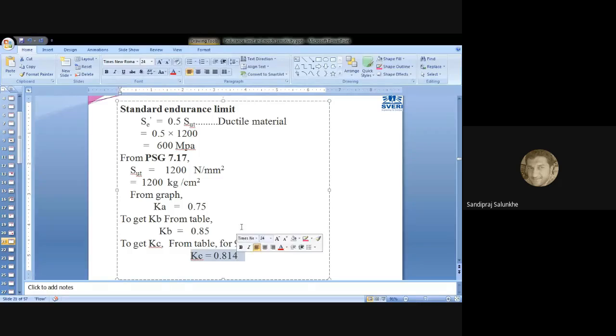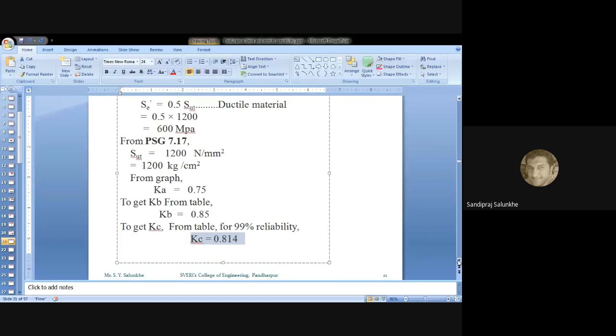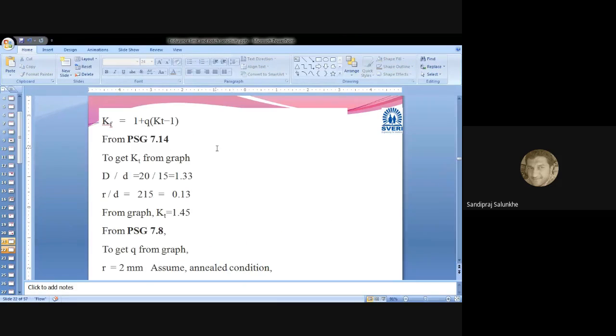Kc for 99% reliability. Just we have to calculate Kf. You know that Kf is equal to 1 plus notch sensitivity into bracket Kt minus 1. What is the Kt here?